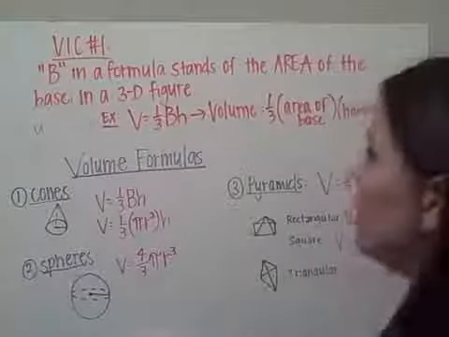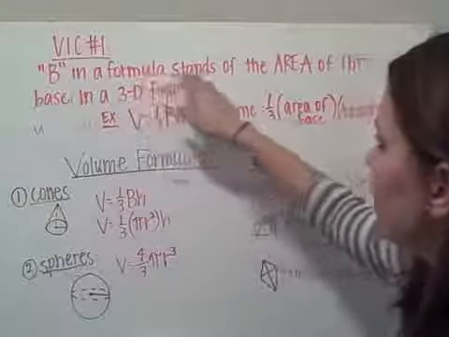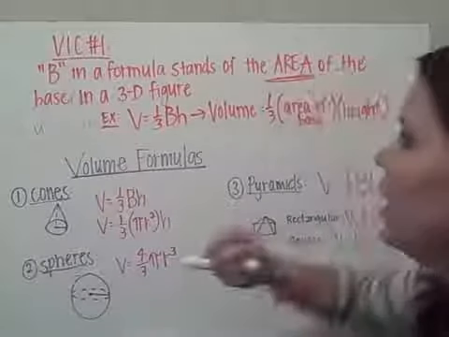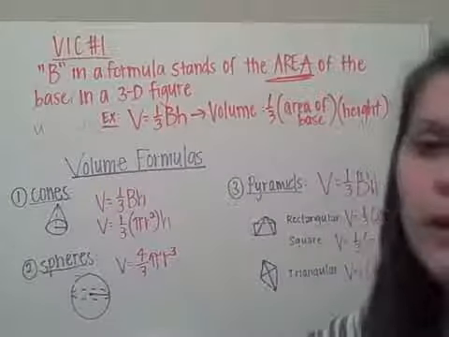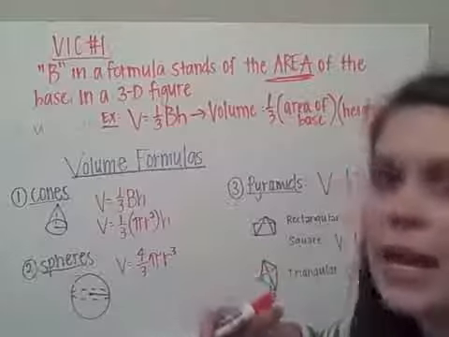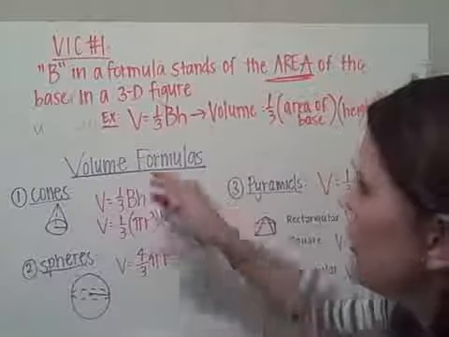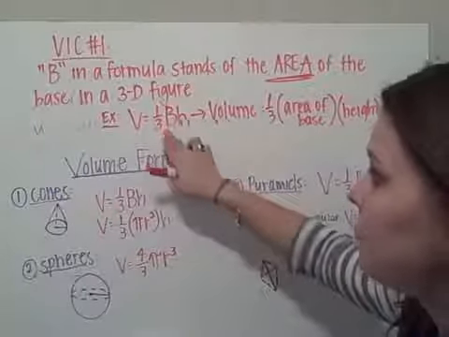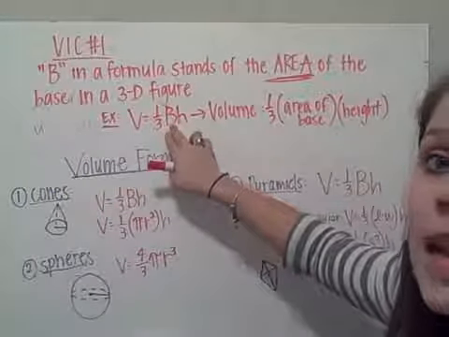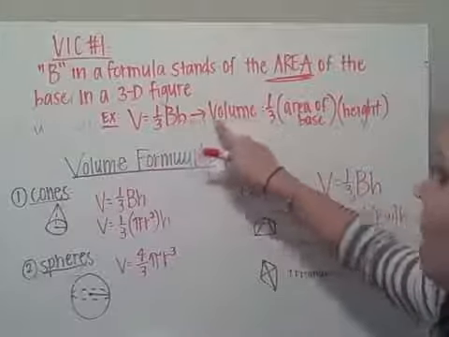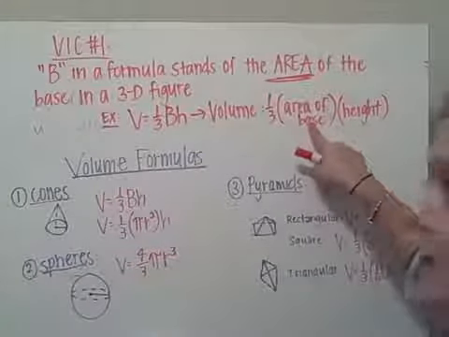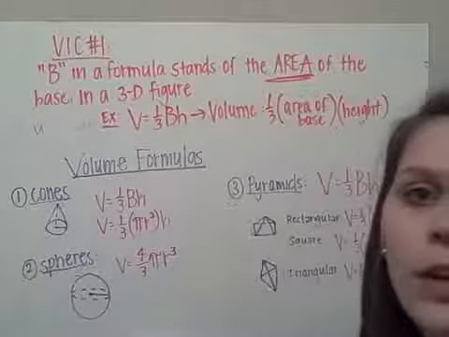Vocabulary number 1. The big B in the formula stands for the area. This is very important. It's the area of the base in that 3D figure. So if we look at the volume of a cone, the volume equals 1/3 times the base times the height. But this is a big B, so that means the volume is 1/3 times the area of the base times the height of the figure.